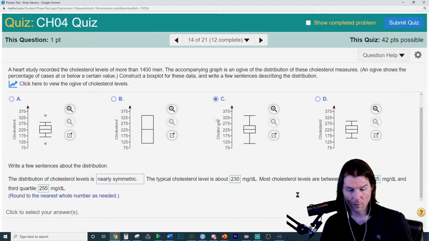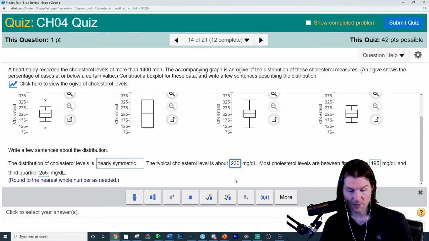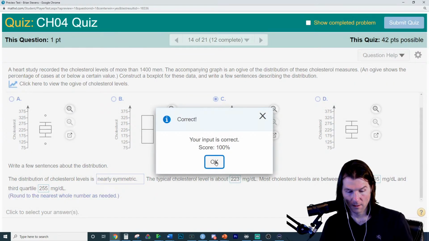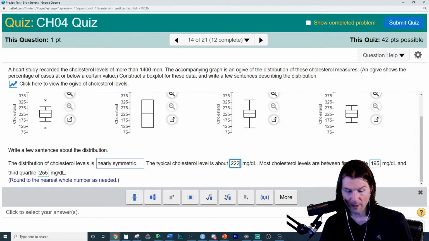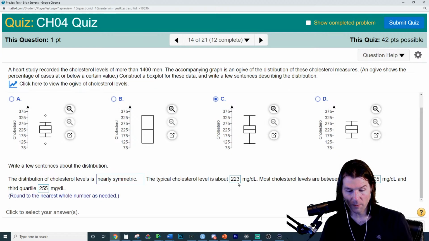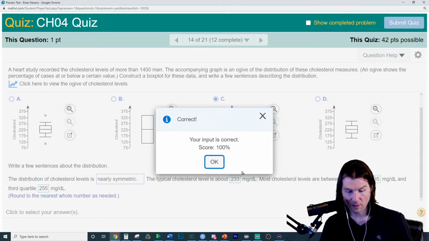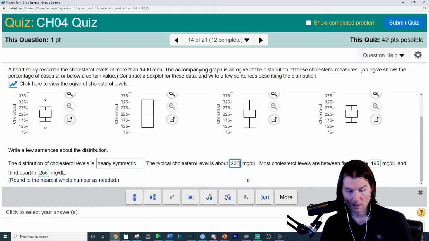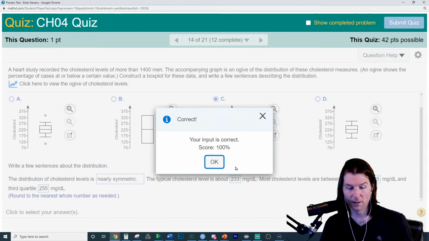If you look at how different I can make this answer and it still accepts it, it doesn't like that. It's got a pretty big range on the answer. So it let me put in all the way up to 223, yeah, that might be the range right there. So this one has a plus or minus 5 on it, which is pretty good.